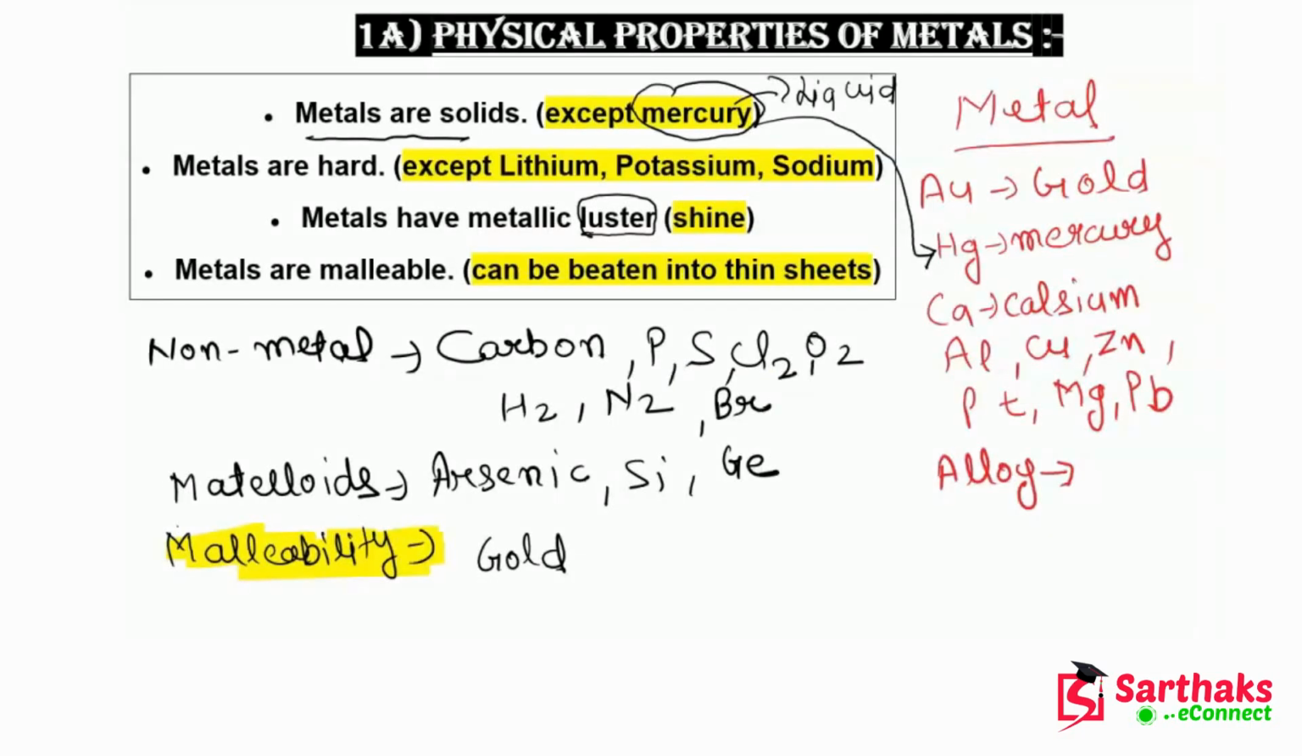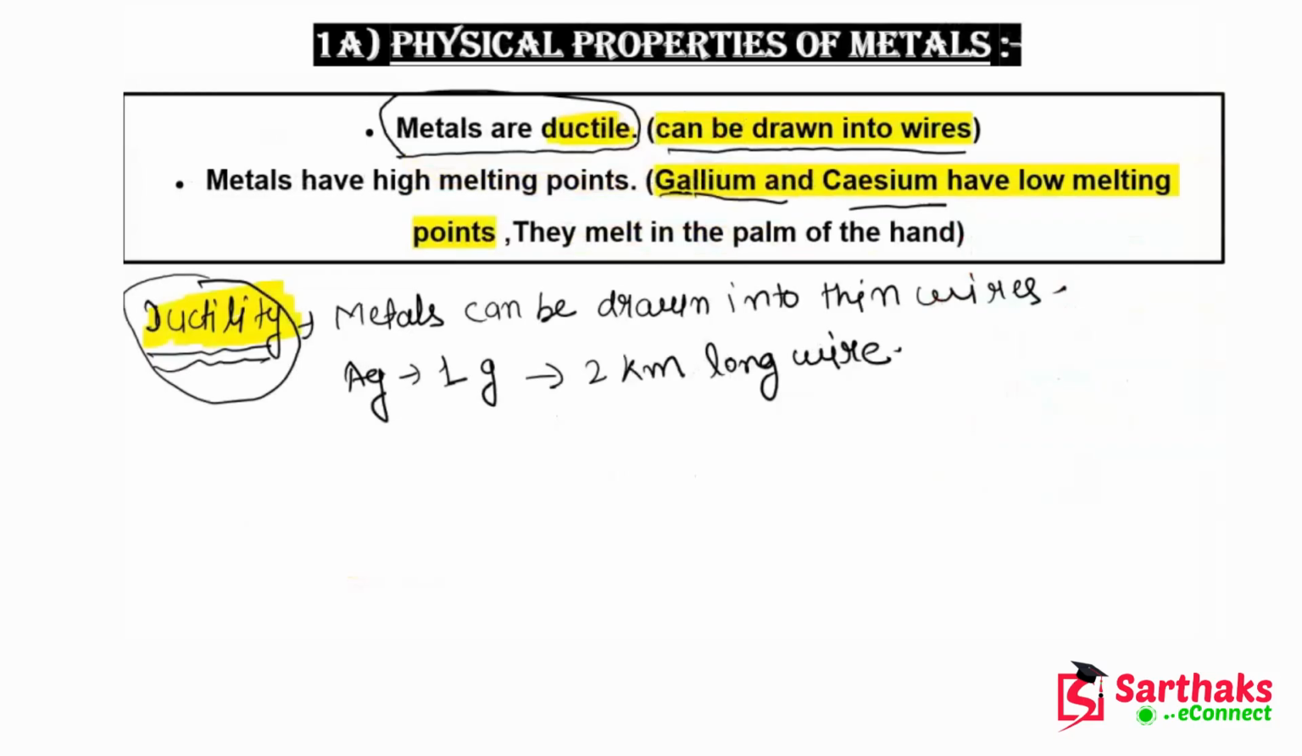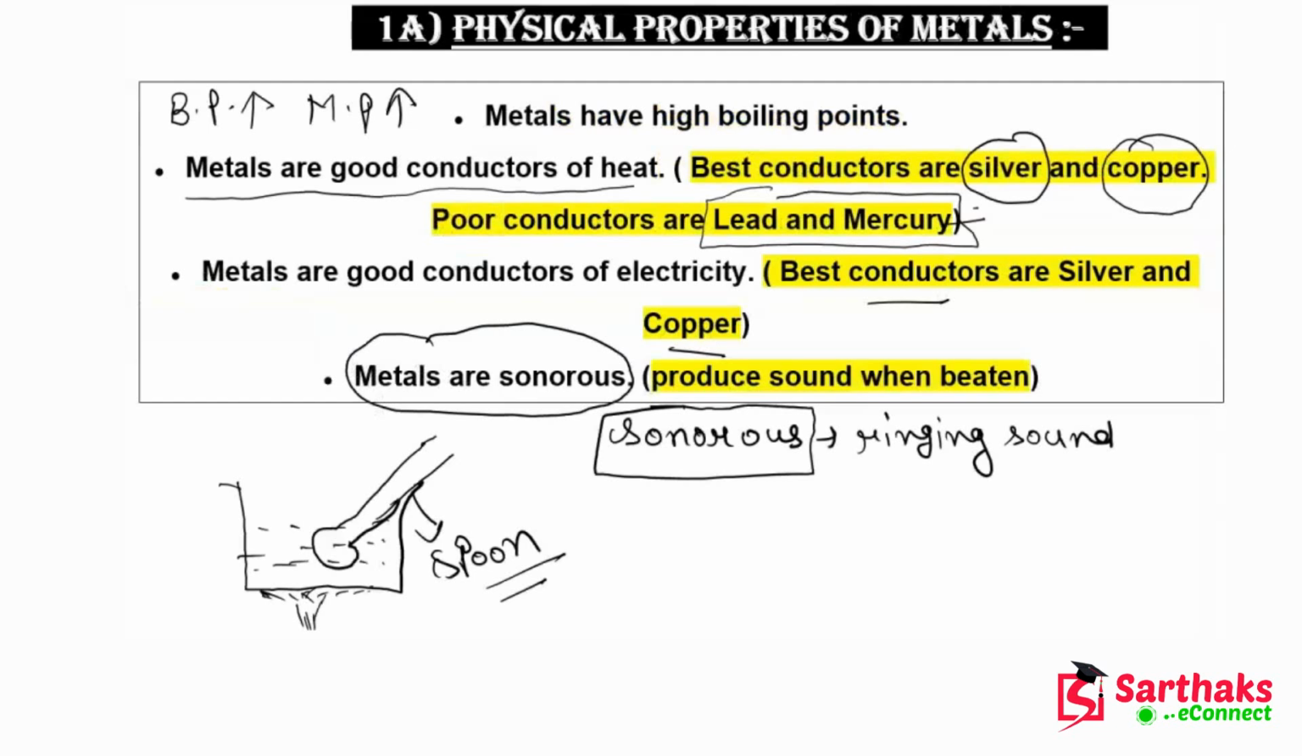We have seen these properties. First one is metals are solid, metals are hard, metals have metallic luster, metals are malleable, and metals are ductile, metals have high melting point, and metals have high boiling point as well. They are good conductor of heat, and metals are good conductor of electricity as well, and metals are sonorous. I hope these properties are clear to you. Now let's move ahead to the next slide and talk about the other points as well.